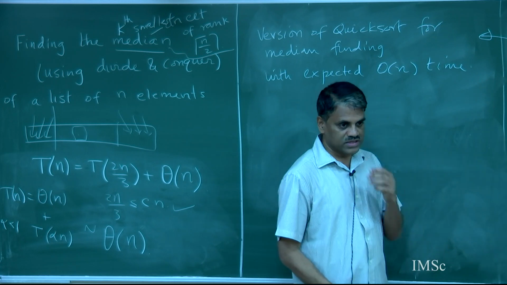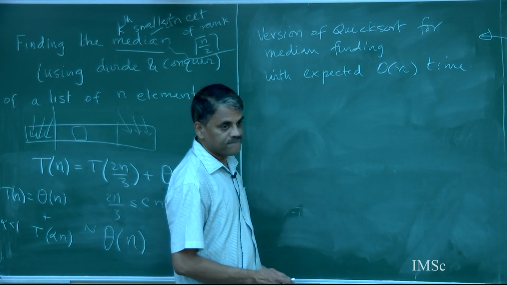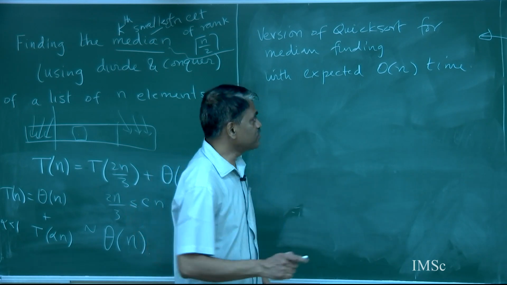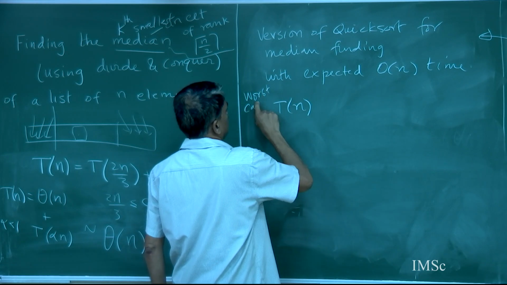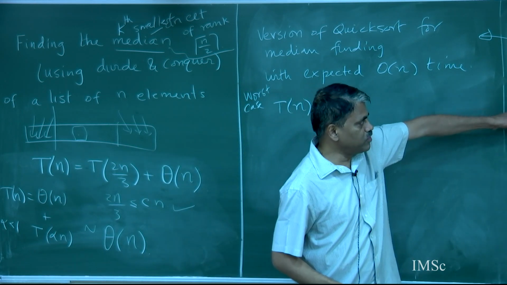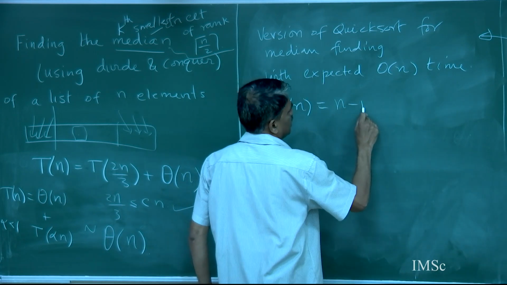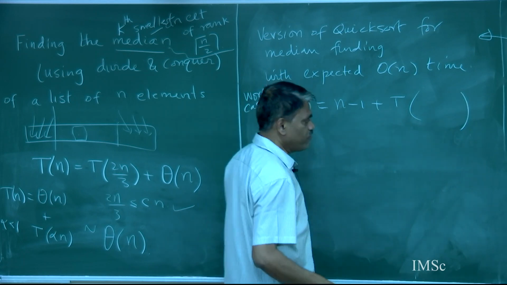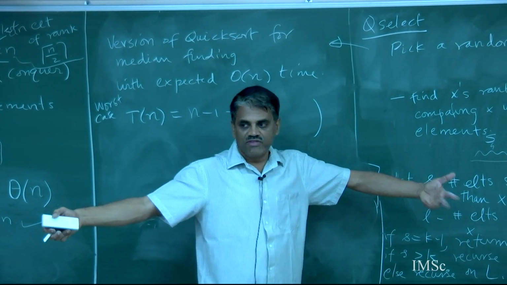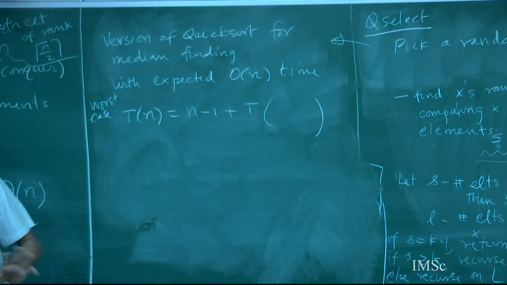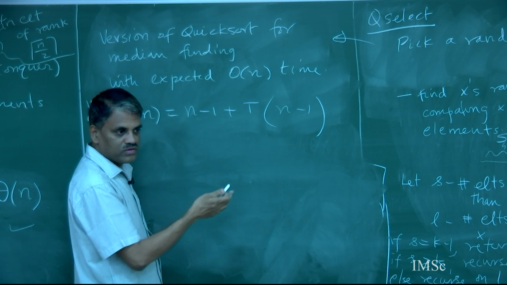But what is its worst case? What can happen? We pick either the maximum or the minimum. If x happens to be the maximum or a minimum, let's see the running time. How much time do you spend here to compare x with everybody? That's n minus 1 comparisons. Then you are left with a big set, either capital S or capital L, it doesn't matter, but it has pretty much everything, because you picked the maximum or minimum, so it's T of n minus 1. What does this solve to? N squared.